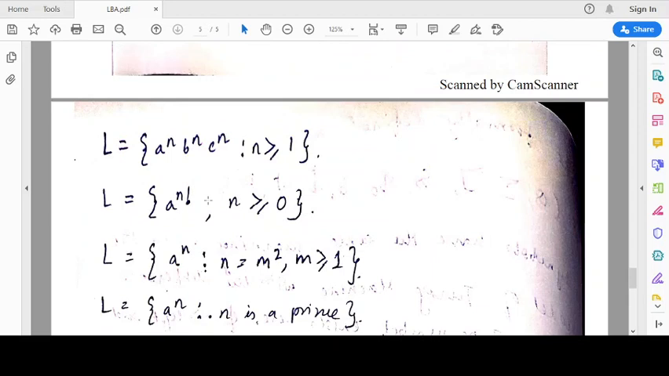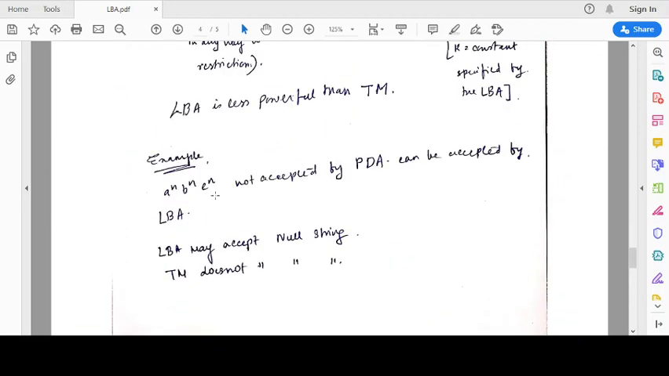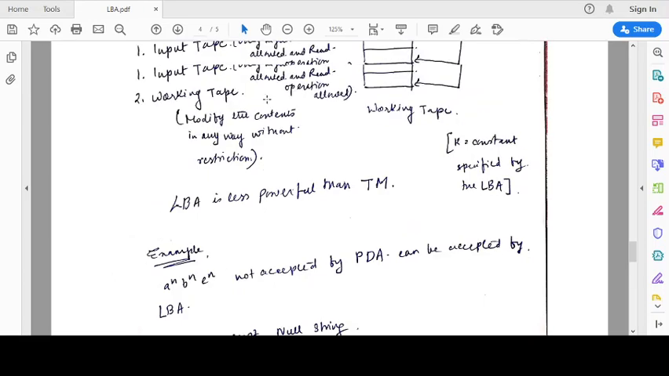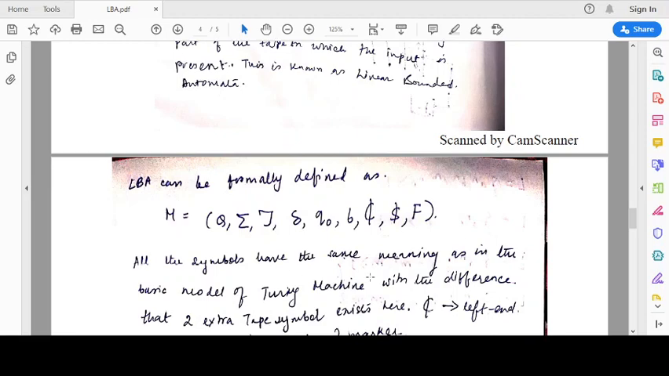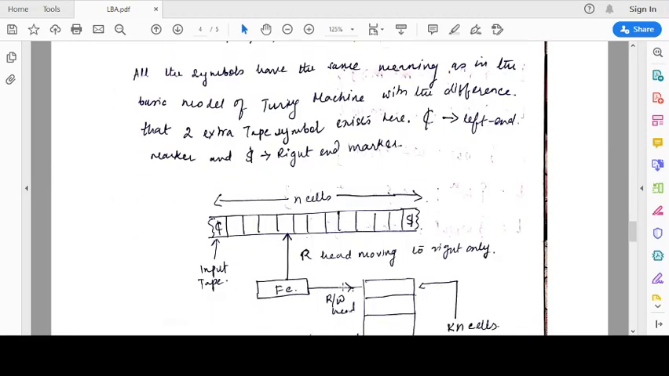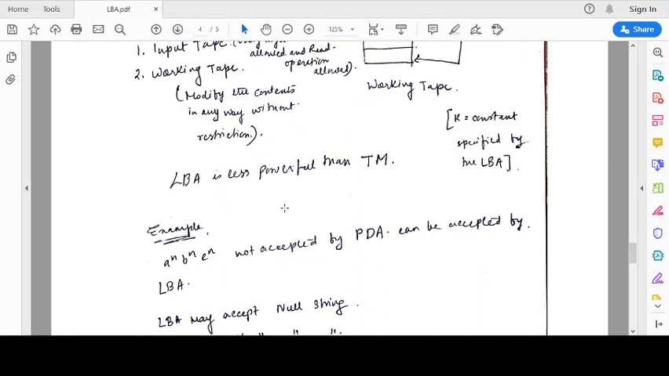As far as linear bounded automata is concerned, you need not go into major details, just the definition. I have already defined it over here: the formal representation, the diagrammatic representation, the power comparison, everything is covered. So these are the basic things you need to know about a linear bounded automata.